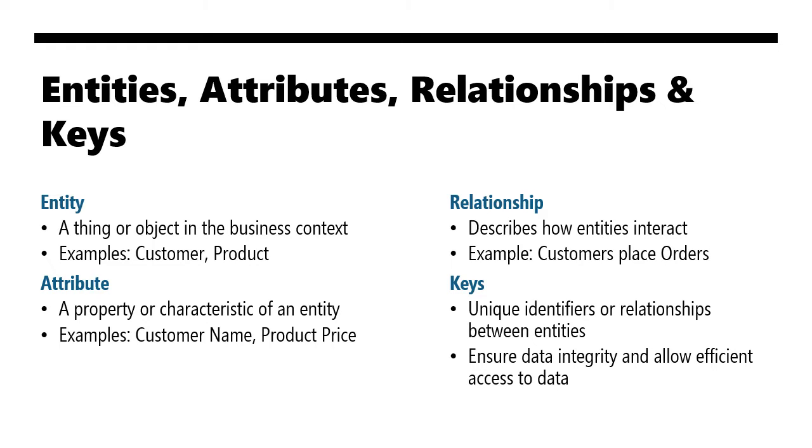Lastly, we have keys. Keys are unique identifiers or links between entities that ensure data integrity and allow efficient access to data. They play a crucial role in our data models by uniquely identifying records and establishing relationships between tables.